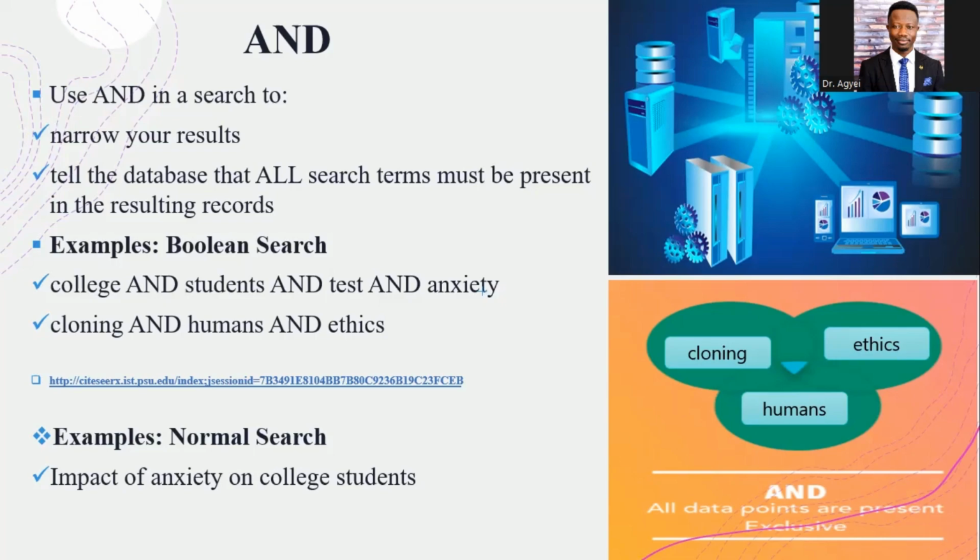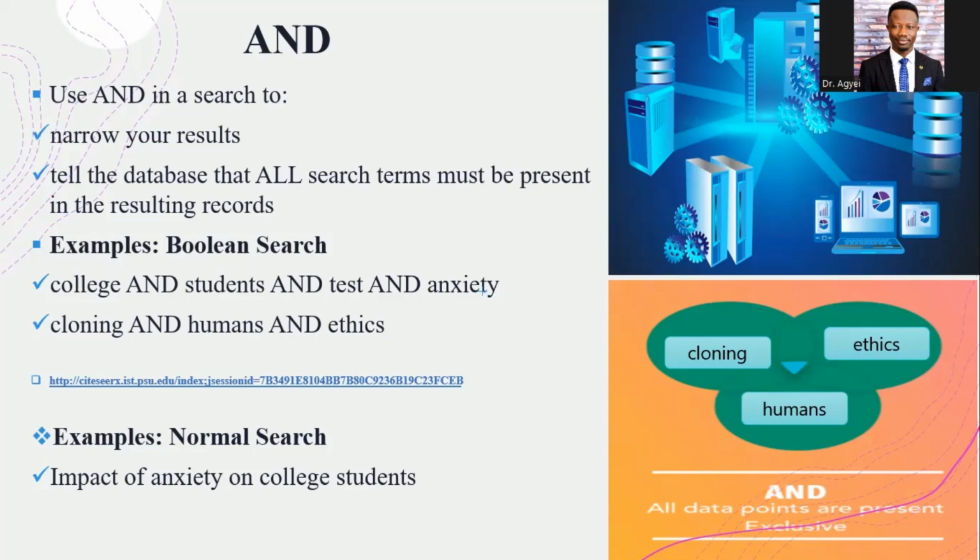So for instance, if you are using our old Venn diagram system, you look at the intersection where the three of them intersect. The middle one is where you are looking for. So it will not bring any article where you don't have those keywords. So let's look at it.